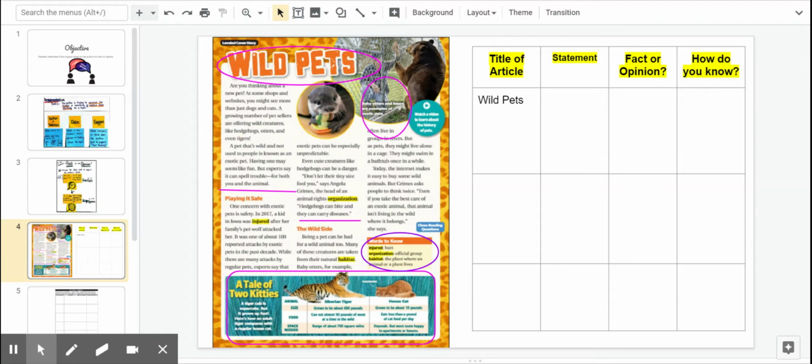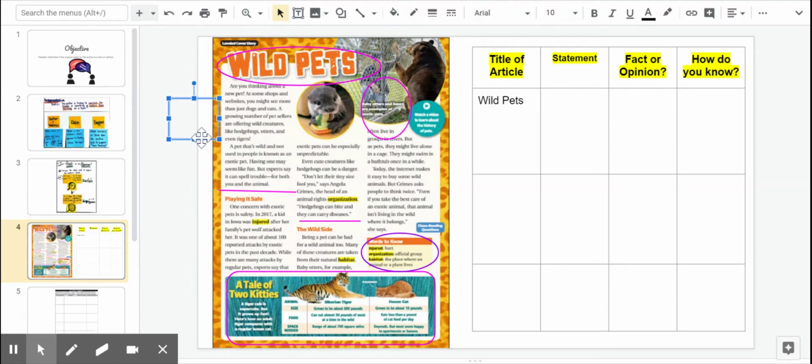Having one may seem like fun, but experts say it can spell trouble for both you and the animal. I don't think it seems like fun to me, but we're going to stop and take a little note over here. And I'm going to put pet sellers sell exotic animals. Okay. I'm not sure if I would want a tiger or anything.